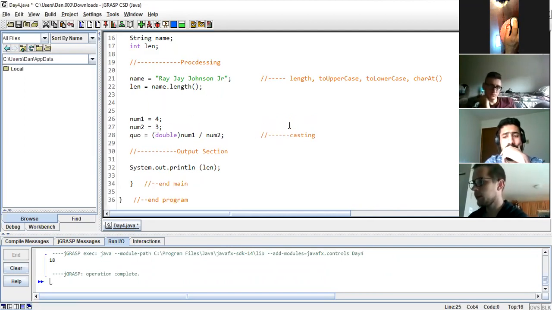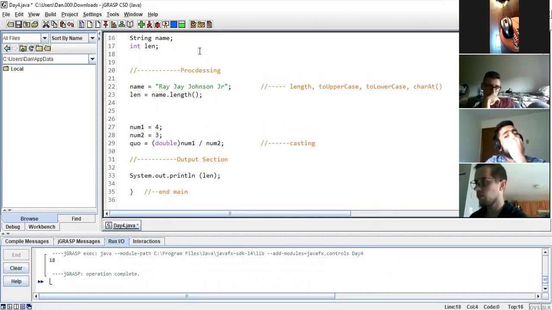Now, toUpperCase, we know how that works from the code listing, and toLowerCase. But here's another one that's kind of important. Here's one of my other primitive data types, char. I'm going to put ch. It's going to hold a character for me. I'd like to know what is the character at, so I'm going to go name dot charAt, because I'm going to work with name.